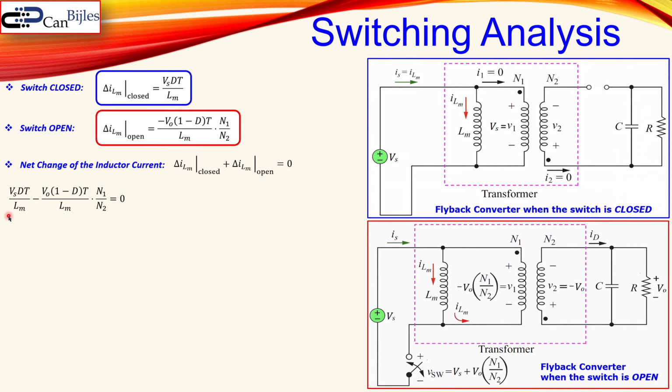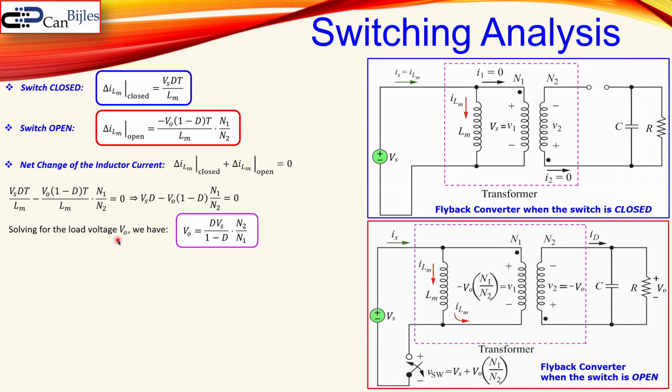Okay, I can now multiply by Lm left and right hand side, so I can leave that. That's actually shown here. And I have an expression here where I can use the VO and the VS and express that in terms of the duty cycle. This is really similar to the buck-boost converter. We only have here the N1 over N2 as an additional parameter.